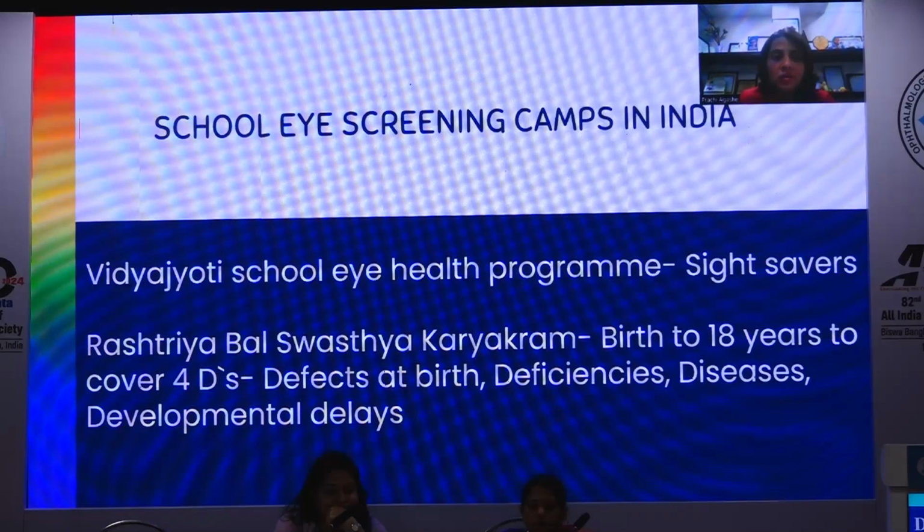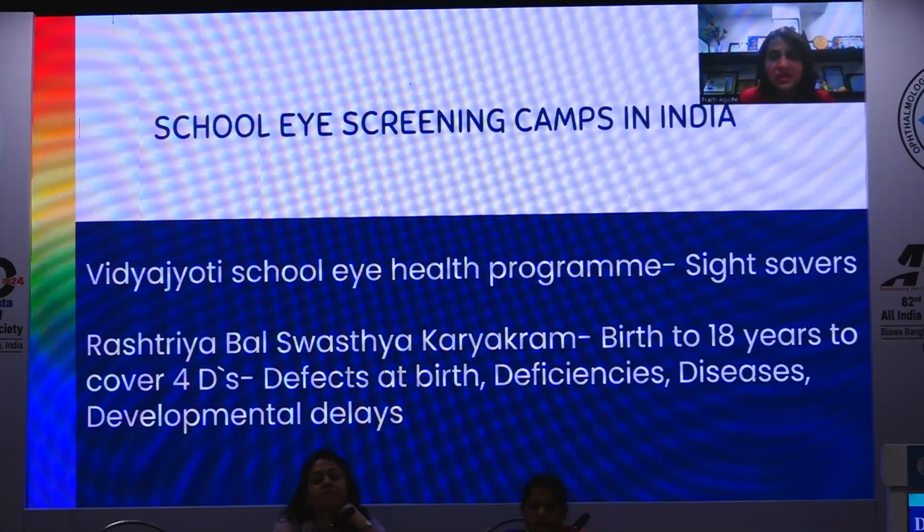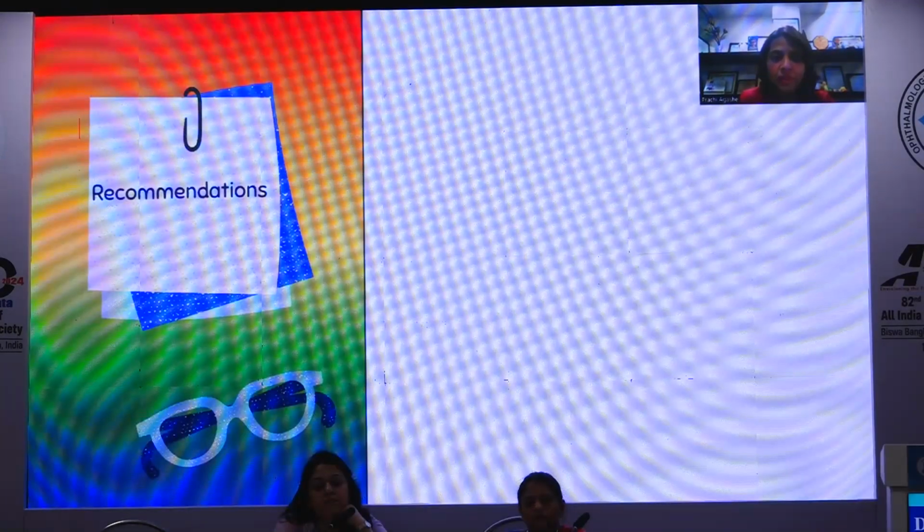The main people who are very active in this are Sightsavers, who have a program called the Vidya Jyoti School Eye Health Program, and the RBSK, which is Rashtriya Bal Swasthya Karyakram, which provides free treatment from birth to 18 years for 4 Ds, that is defects at birth, deficiencies, diseases, and developmental delays.